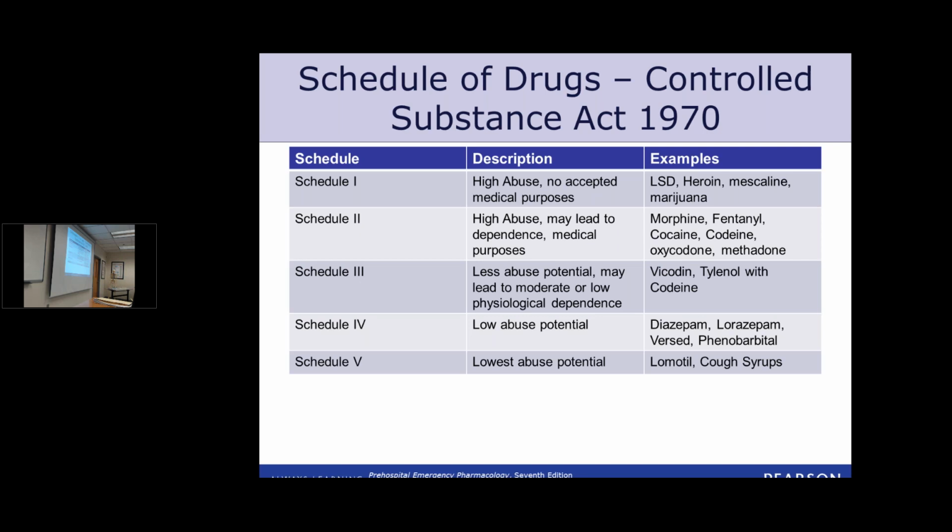Schedule 4 is the other group of drugs you carry for narcotics. That is, you're going to have access to diazepam. Codeine in Schedule 2 and 3. Yep, so this is Tylenol with codeine right here. This is T3. Okay.